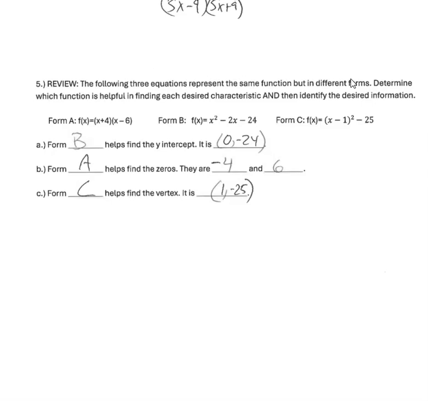Which one gets your zeros? That is form A. Remember, the zeros aren't the 4 and the -6. You have to set each one of those things equal to 0. So x plus 4 equals 0, so you get a -4. x minus 6 equals 0. When you solve, you get 6. And then lastly, which one gets you the vertex? That would be form C, which is vertex form. And you end up getting the vertex of 1, -25. Remember, it's the opposite of what you would assume inside the parentheses, and that is exactly what you would assume outside the parentheses.